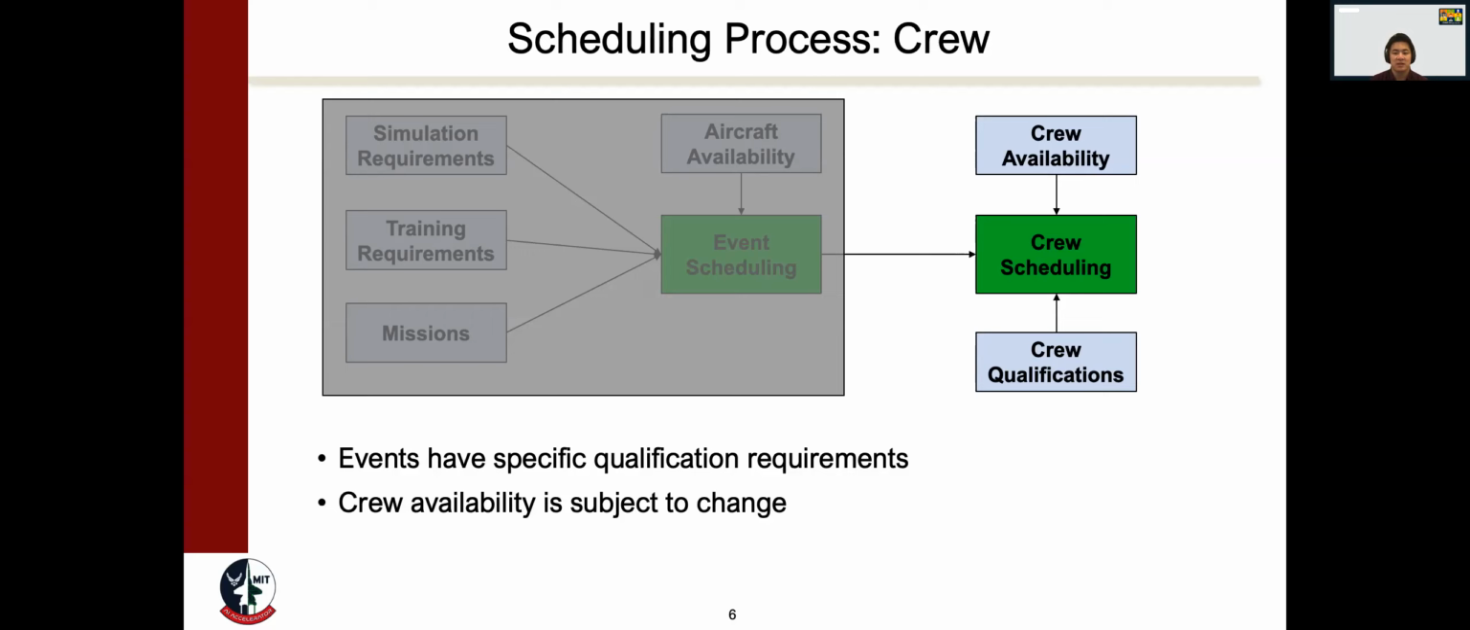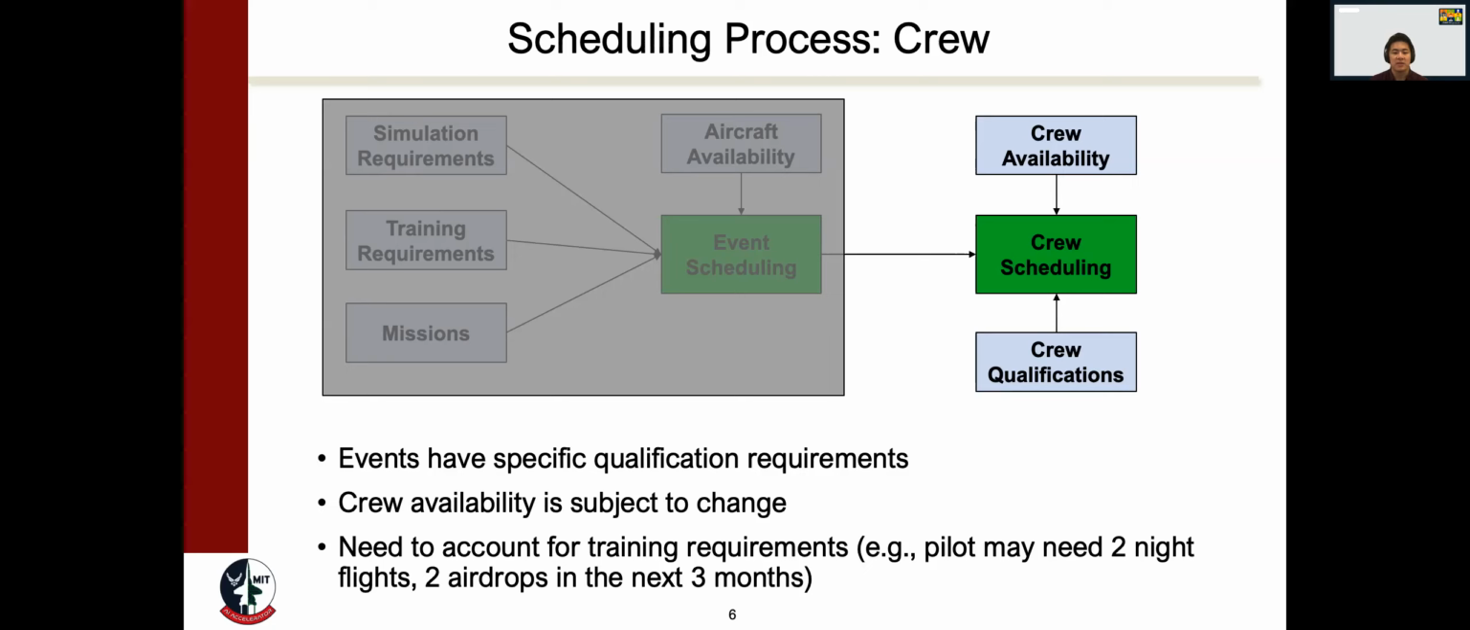Thus, schedulers occasionally have to call, text, or personally track down personnel to confirm their availability. Besides crew availability and crew qualifications, schedulers must consider the training and simulation requirements of the crew. For example, a pilot may need to complete 2 night flights and 2 air jobs in the next 3 months. They should thus be assigned to events that satisfy these requirements.